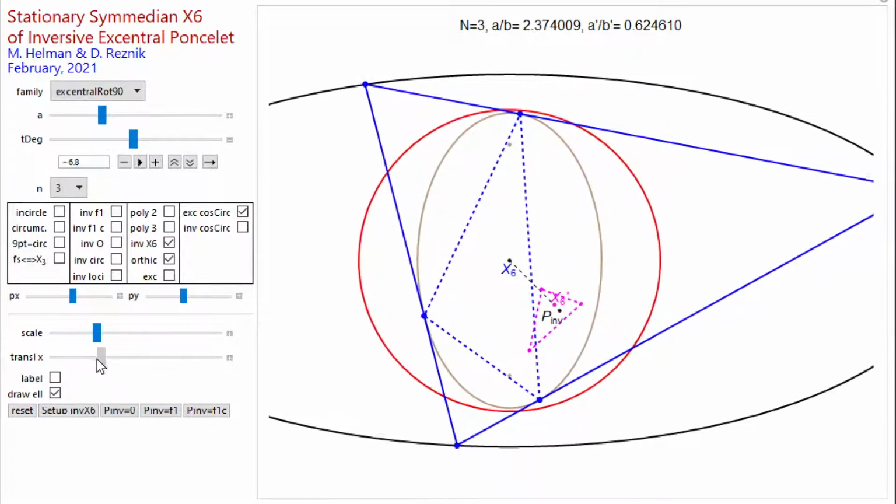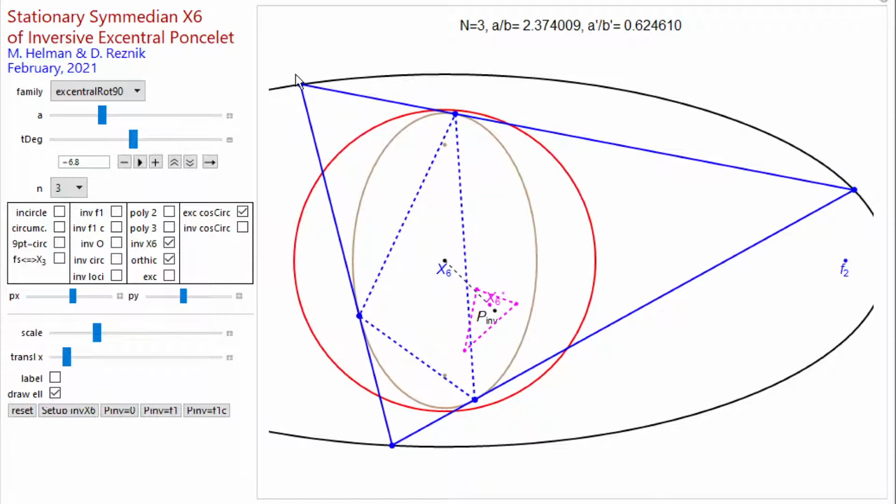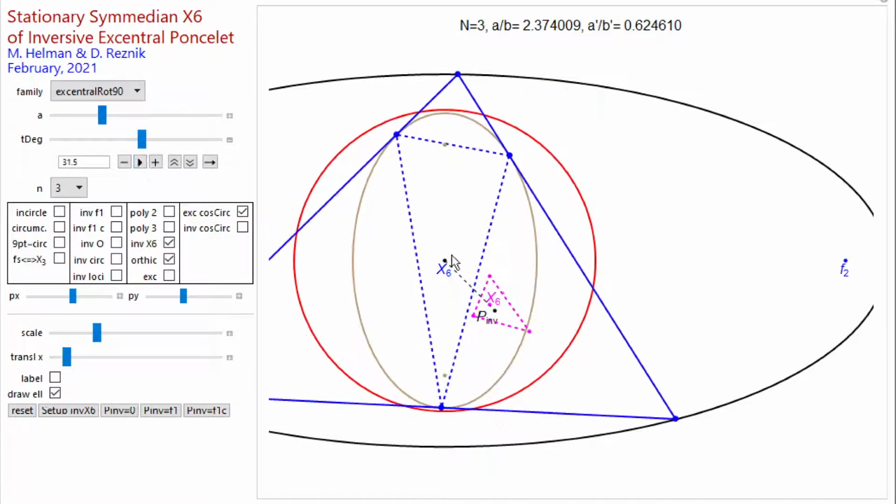So I'm performing three inversions. I'm taking each one of these points, considering a unit circle centered on PMV, and I'm inverting these three points with respect to PMV, so I get these new magenta vertices, and I get this new family of quote-unquote inversive triangles. So the result in the previous video was that x6 of this family is stationary. Okay, well, I can also calculate what the radius is.